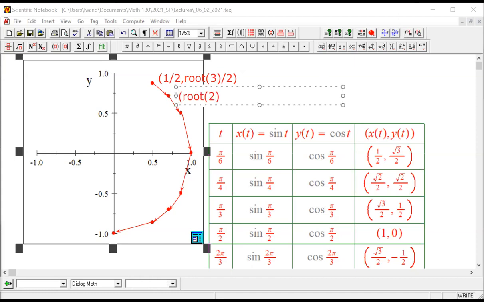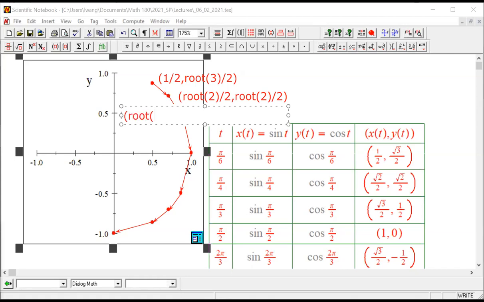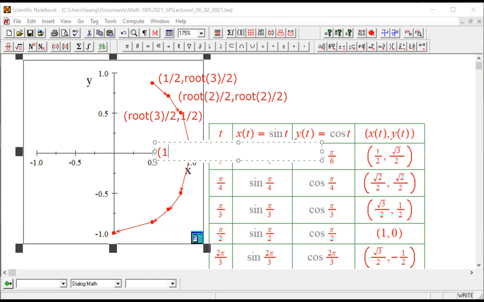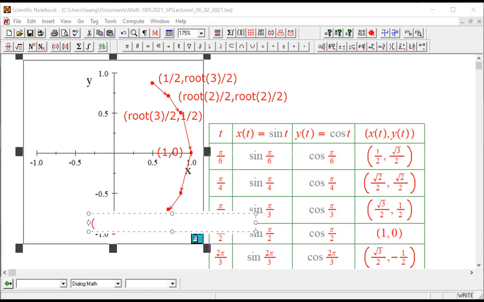And the next point, √2 over 2, √2 over 2. And that point is √3 over 2, one half. And that point, 1, 0. And this point, 0, -1. Okay, so you mark all the points you have plotted.